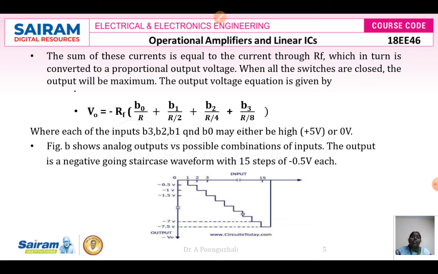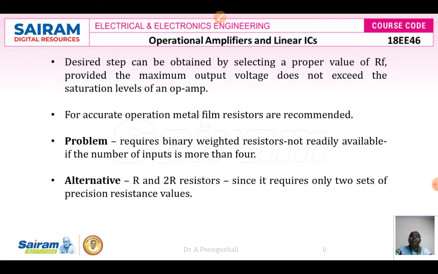The reason we get the negative sign is that the input signal is connected to the inverting terminal of the operational amplifier. The desired step can be obtained by selecting a proper value of RF. In this case it provides the maximum output voltage, and we should see that the maximum output voltage does not exceed the saturation level of the operational amplifier. For accurate operation, metal film resistors can be used.